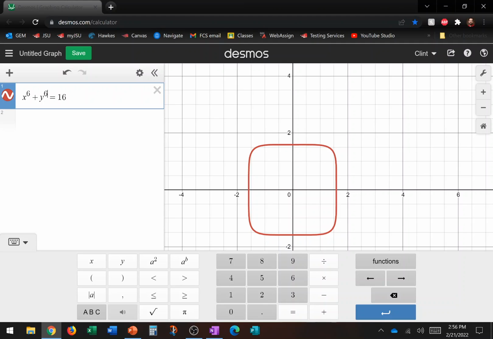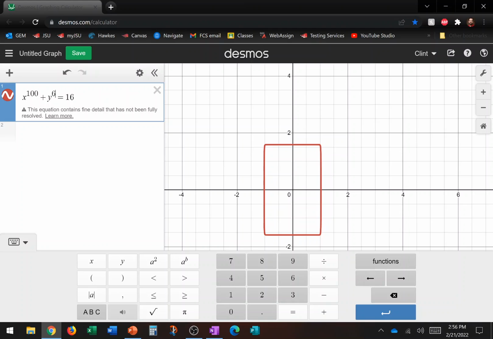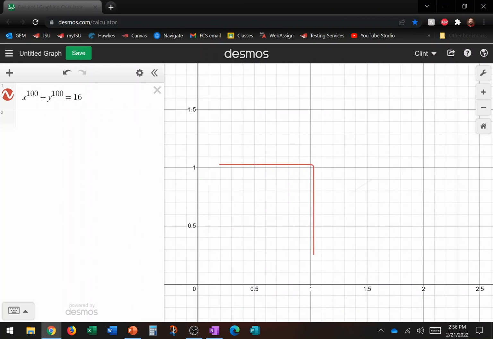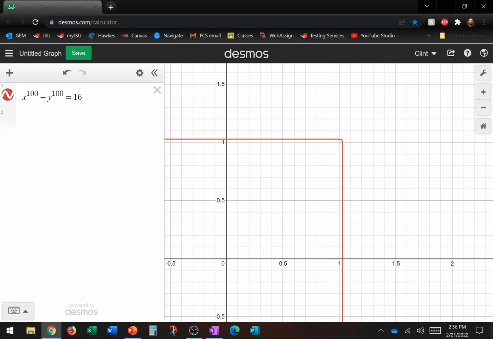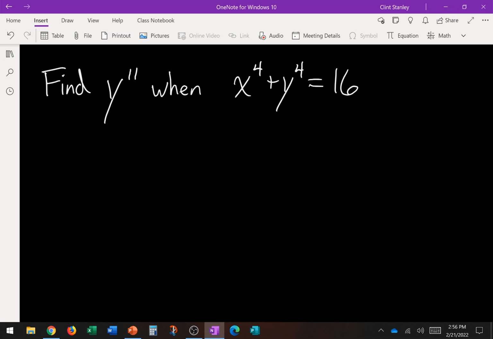So as long as they're both even, all that happens is you get closer to being a square. Let's see how they're a little less rounded off on the corners. If we go to the 100th, it almost looks like a square. It's not, you've got rounded corners, they're not 90 degrees. And then the 16 just changes this. Anyway, okay.